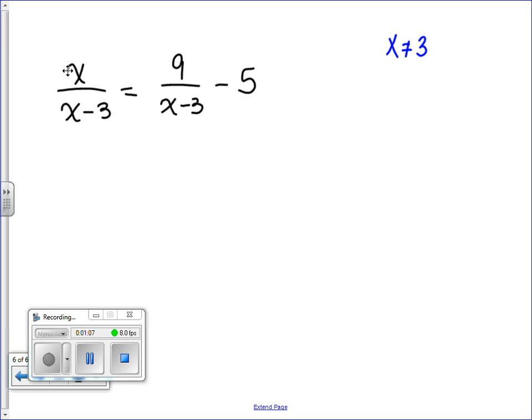Alright, what we're going to do is we're going to try to get rid of the x minus 3 in the denominator. That's going to make our life easier if we can just get rid of that. We're going to multiply times x minus 3. Because whatever you do to one side, you have to do to the other, I'm going to multiply times x minus 3 over here, and times x minus 3 over here. What happens when I multiply this by x minus 3? Yeah, I have just x equals.